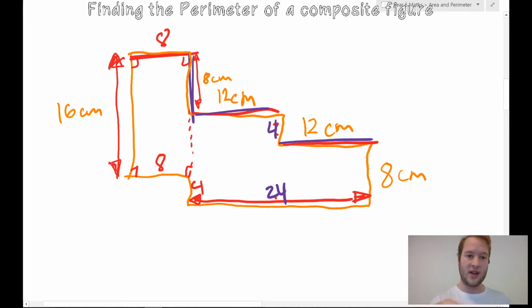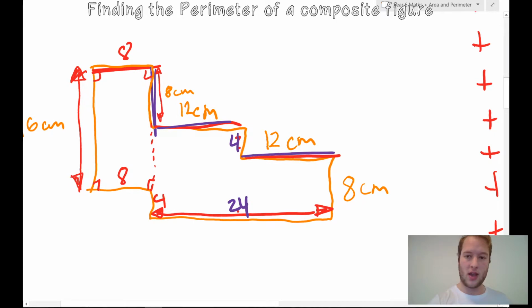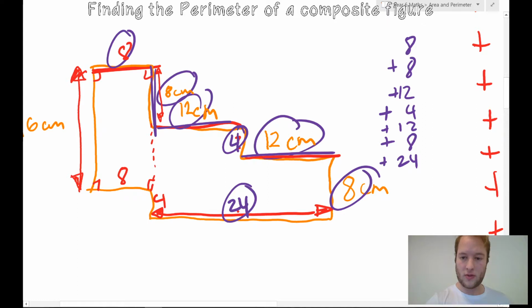So let's start clockwise again and add them all up. So I've got 8 plus 8. I'll just circle them as I go. Plus 12 plus 4 plus 12 plus 8 plus 24 plus 4 plus 8 plus 16. And that's all of them, because I did it in a clockwise direction.